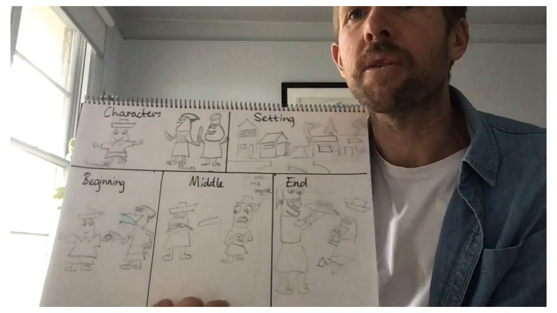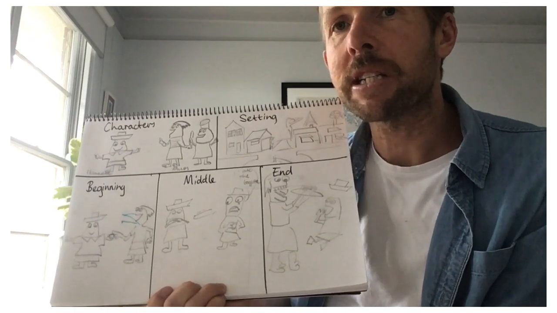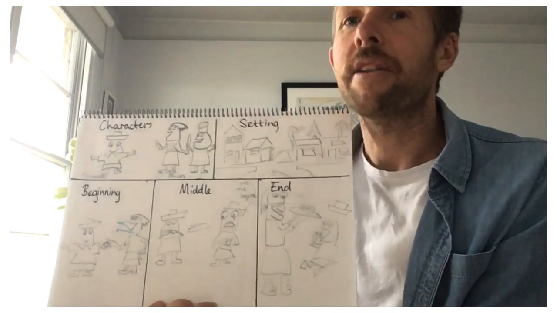If you'd like to, you could also write about what happened in the beginning, middle and end as well, just a sentence about each. And just remember, you're retelling the important parts. And that's what we're going to do today.